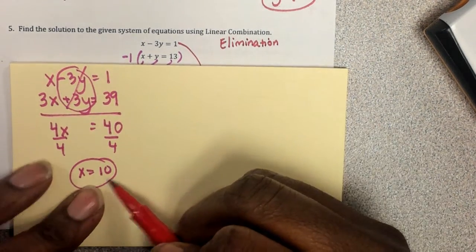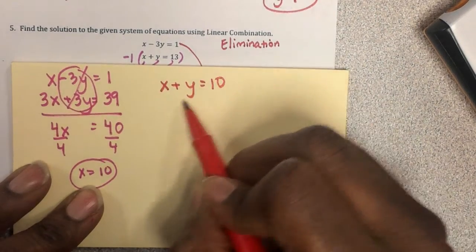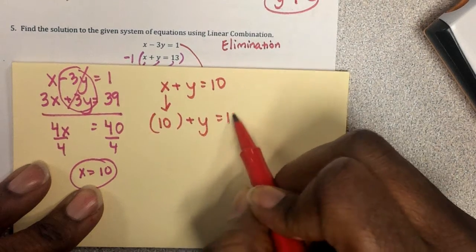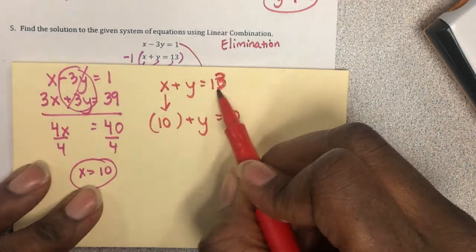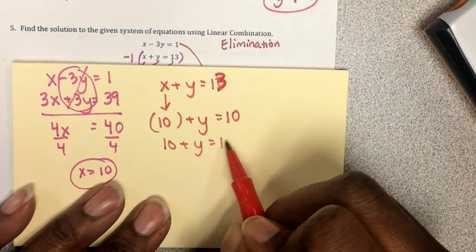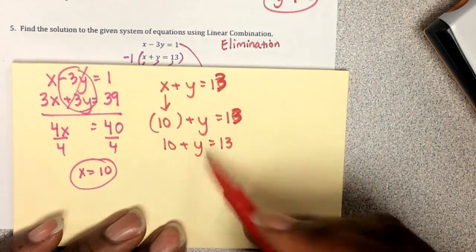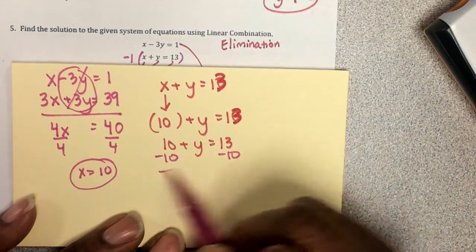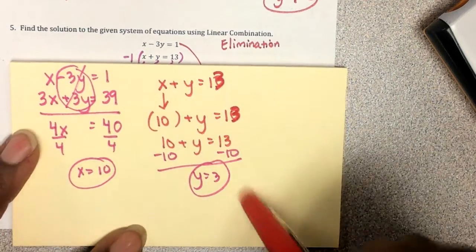And then I take my x equals 10, I'm going to plug it into the bottom one. So x equals 10, plug it in. Did I write something wrong there? That should be a 13. Sorry, I wrote the problem wrong. So it's like 10 plus what equals 13? 10 plus 3. You can see that clearly there, or you can subtract 10 from both sides and get y equals 3. So that's another way you could have done number 5.